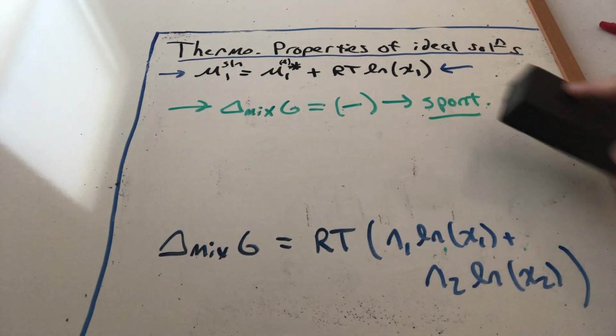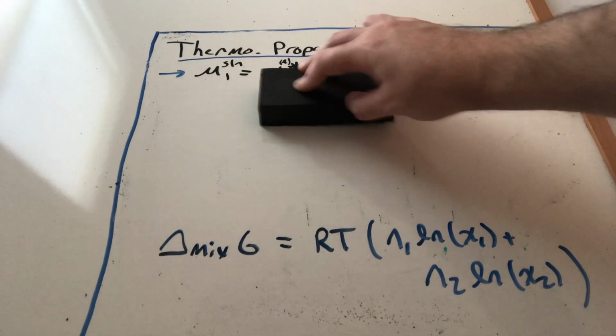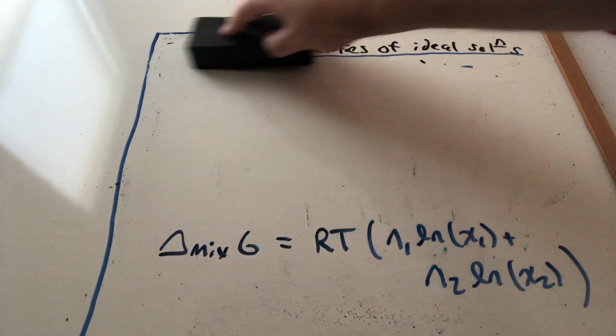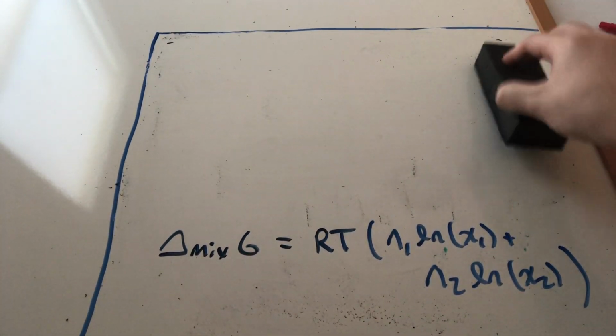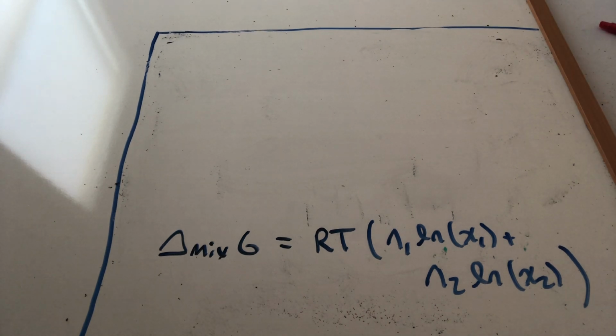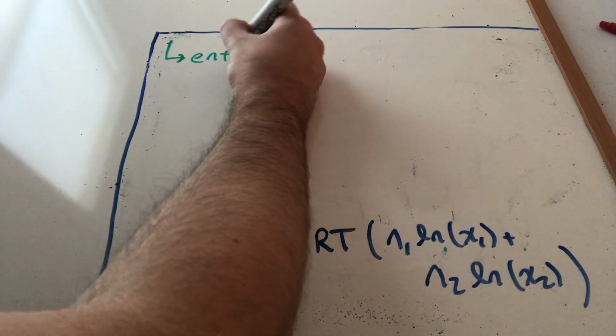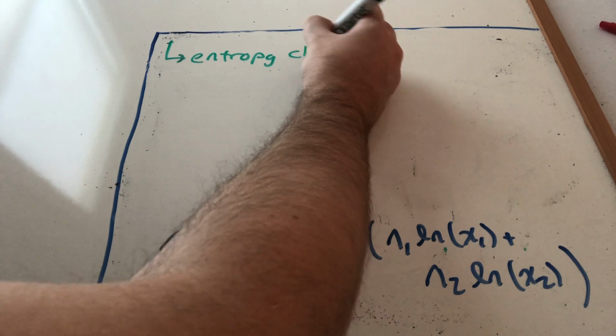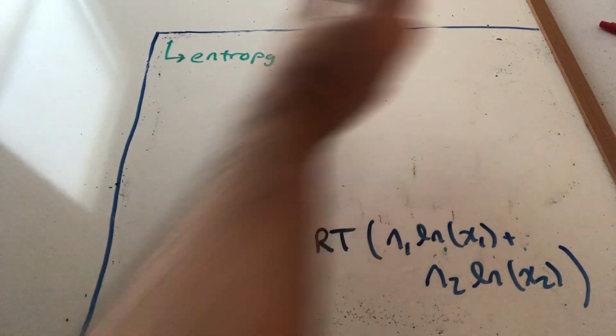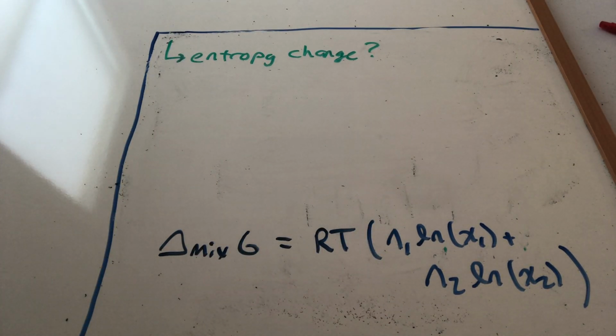We can also start to take this result and relate it to other important thermodynamic quantities. A couple of other things that we've been looking at all semester are things like entropy. So what about the entropy change in forming this ideal mixture?